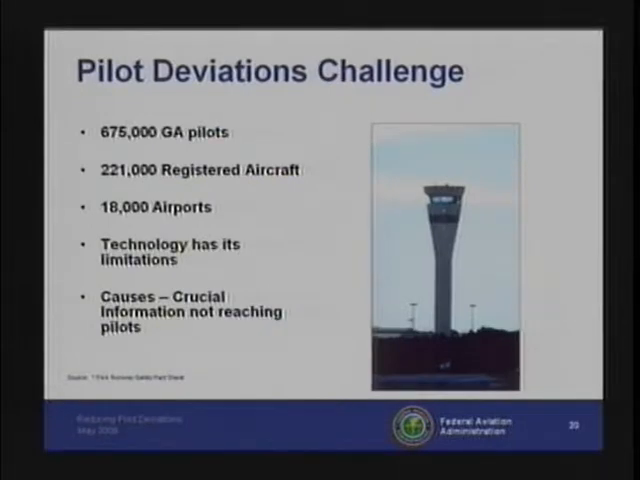This is the scope of our challenge: 675,000 GA pilots, 221,000 registered aircraft, 18,000 airports. I did actually take this slide from the Office of Runway Safety and Flight Standards, and this has a particular application to airspace deviations as well, because crucial information is not reaching the pilots.